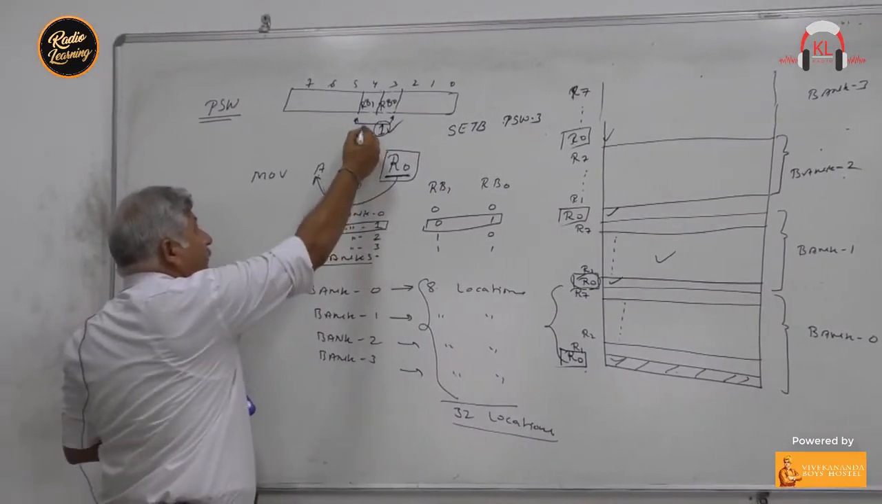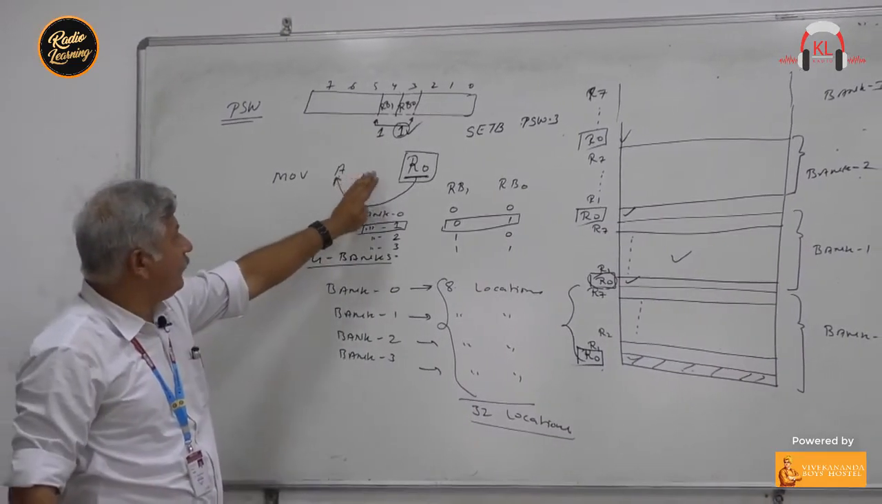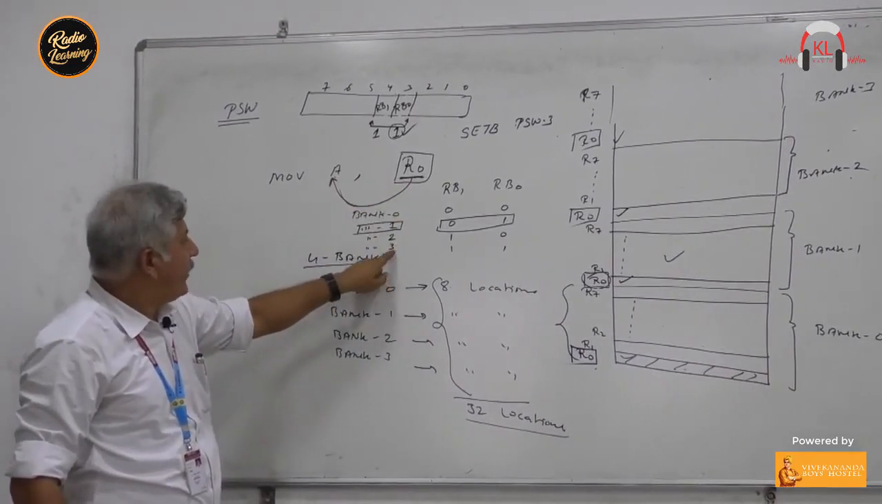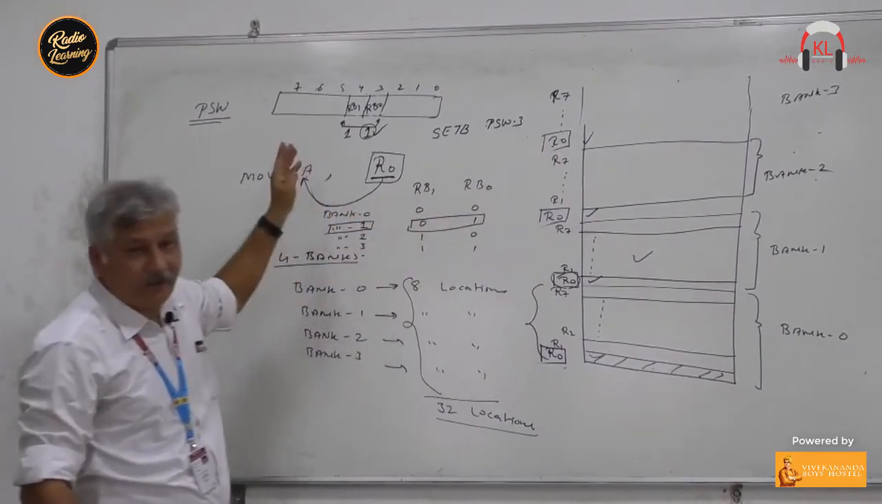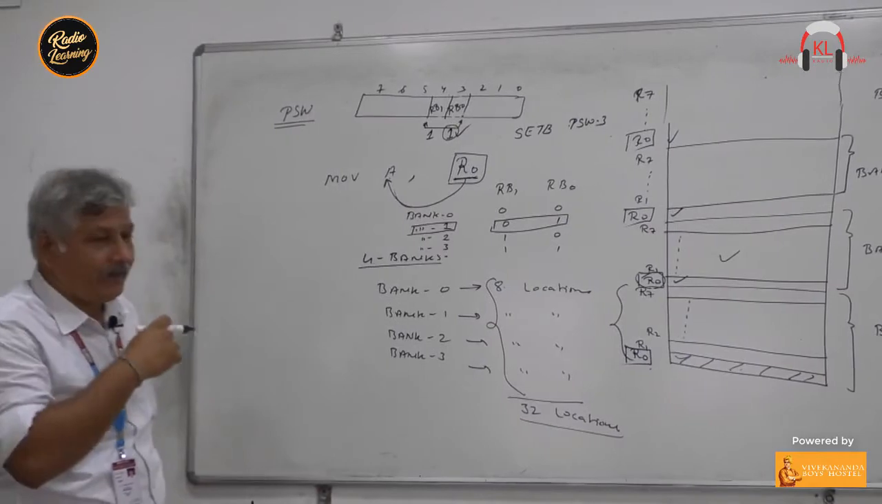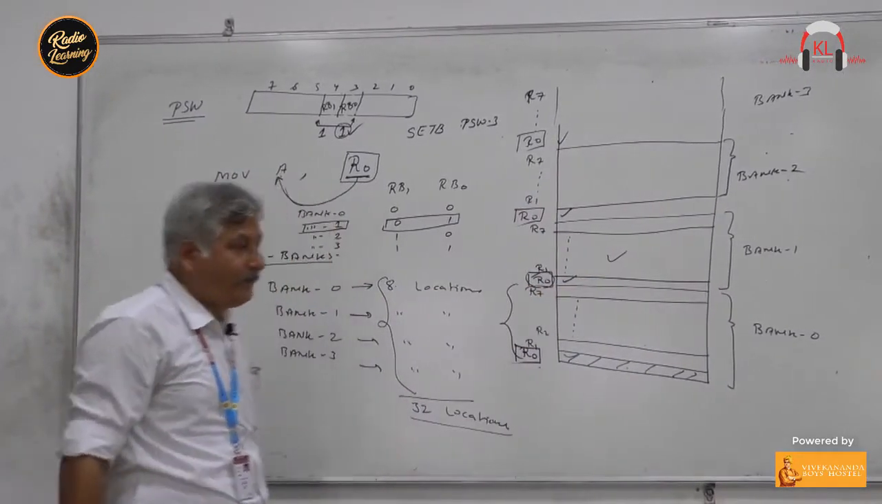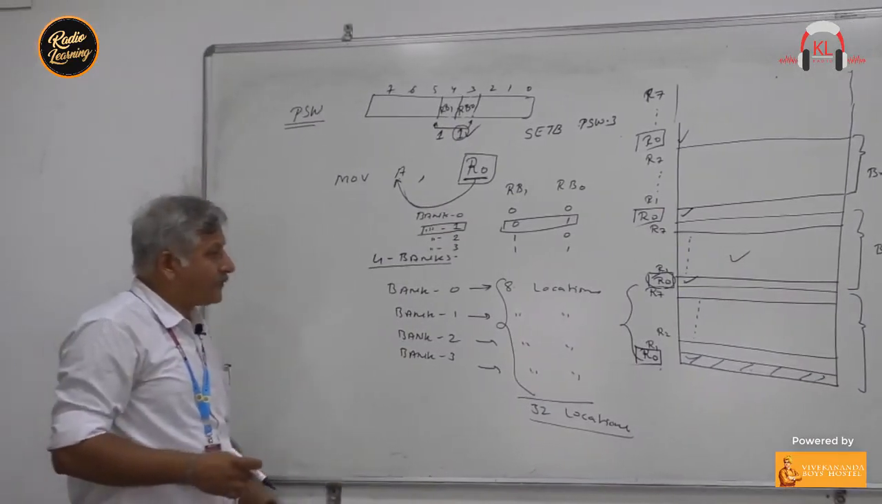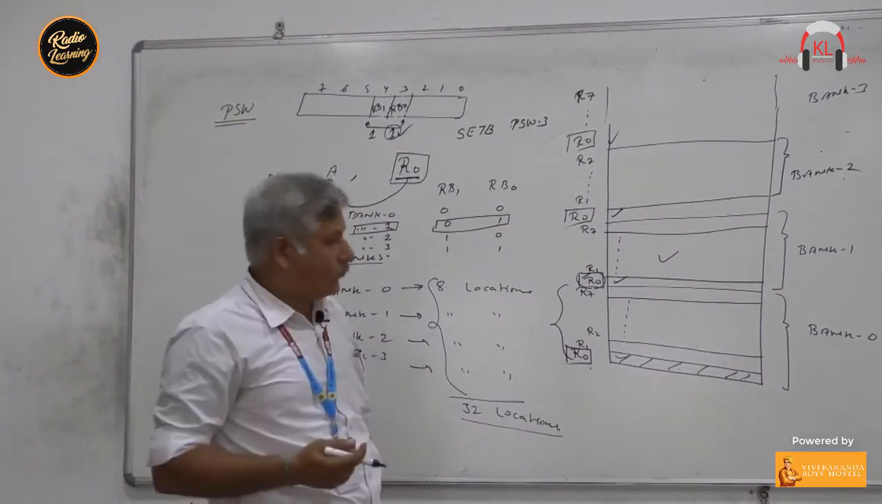And if we have made this bit also 1, then in this instruction, the content of R0 from bank number 3, from here the data will be transferred to A. So in this way, we can access these registers of the bank. Now there is one more method to access these registers. You can access these registers with their address also, right?